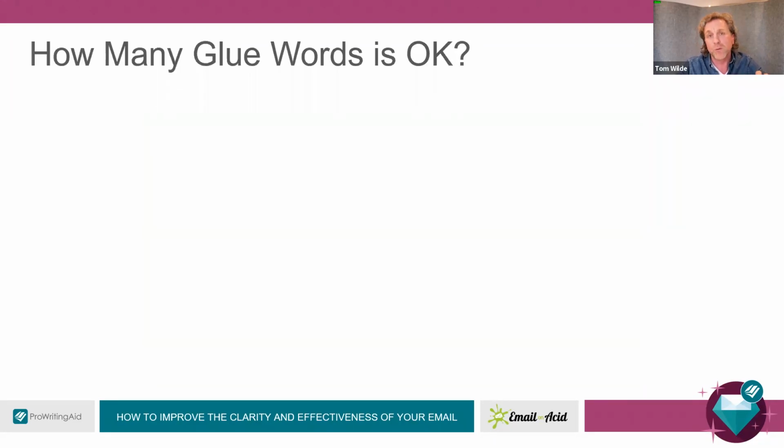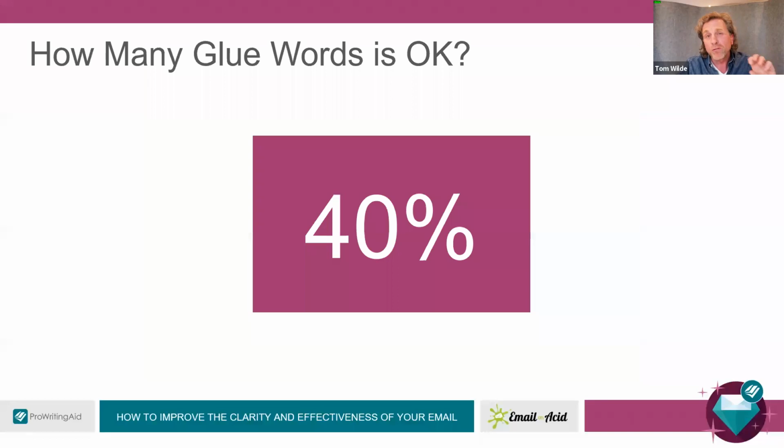Now, how many glue words is okay in a sentence? We work this out. At ProWritingAid, we do all this analysis, and we know that a sentence with more than 40% of its words as glue words is what we call sticky. So you want to aim for sentences that have fewer than 40% of their words as glue words. And you can use ProWritingAid to analyze this. It's no problem at all. And by the way, you can use it freely as well. So I'll show you that in a bit. Okay, so we've got a 40% limit.